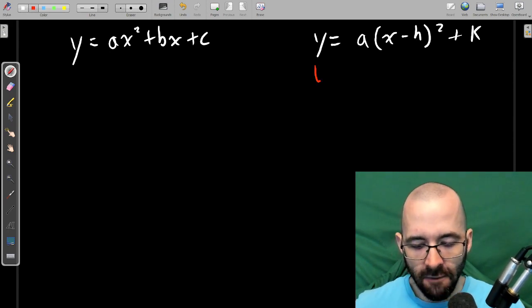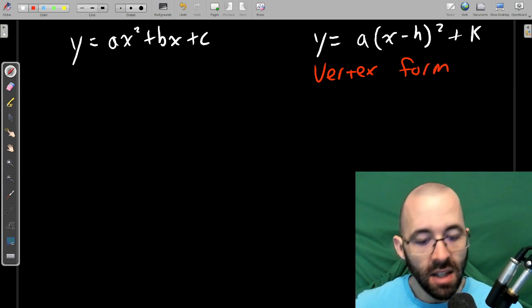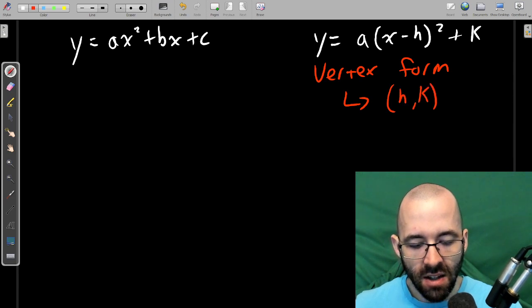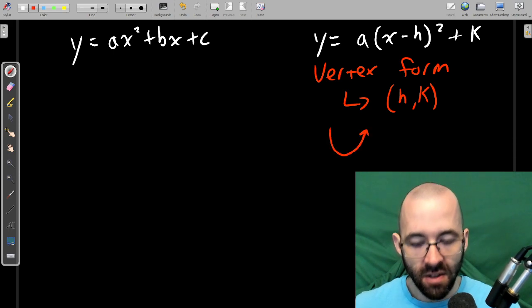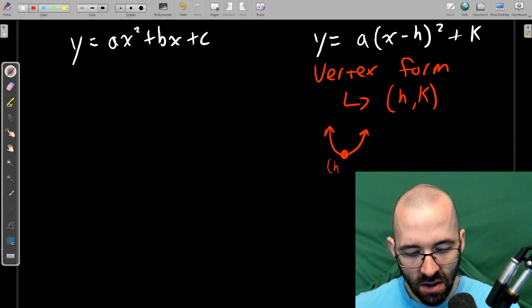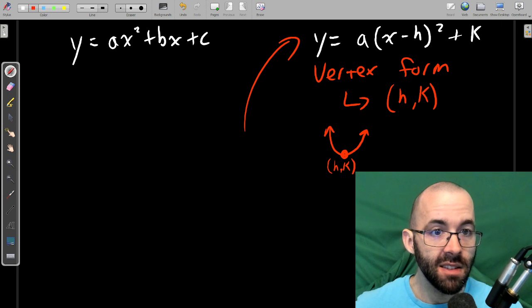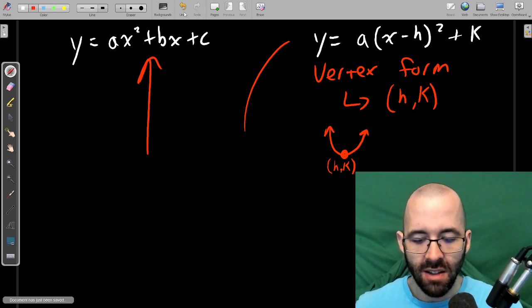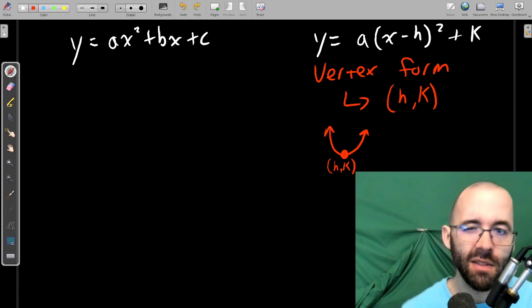This one on the right is called vertex form because it gives you the vertex. The vertex is the point (h, k). The vertex of a parabola is just that bottom or that top point, just like so. So this form over here is really nice because it basically tells you everything you need to know. Whereas this one over here is a little easier to work with a lot of times, but it doesn't tell us as much information.